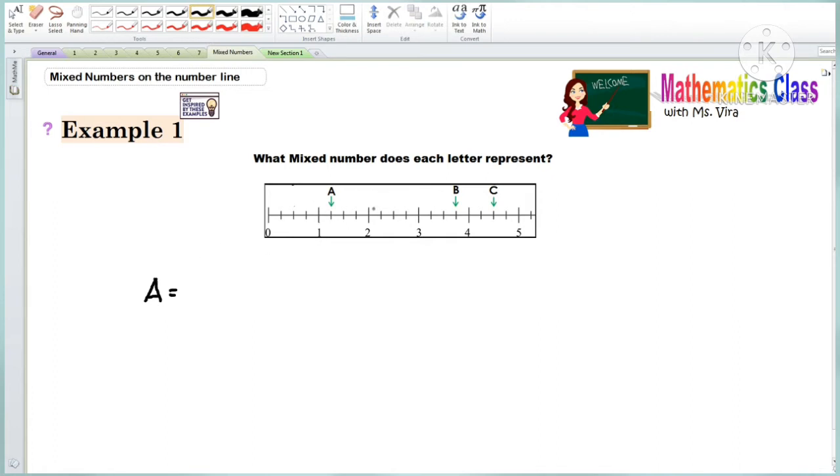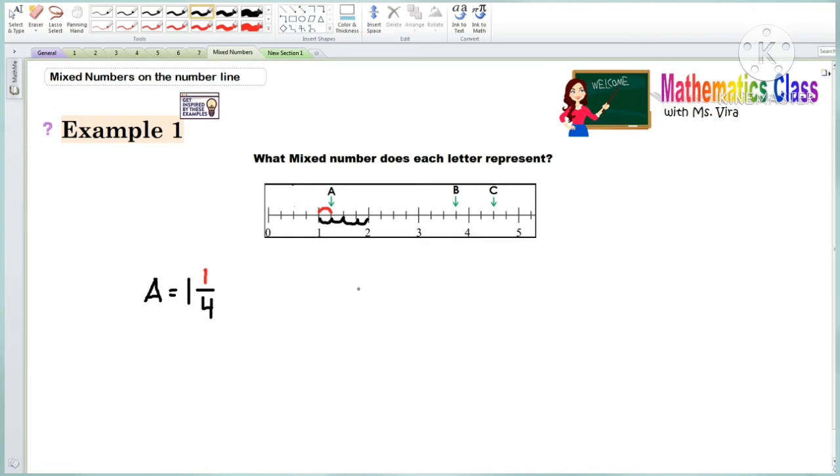So let's see letter A. Letter A is between number 1 and number 2. So the whole number is 1 because it's over 1. And then the numerator is how many steps from number 1 to letter A? 1 step. So numerator is 1. And denominator, how many steps from number 1 to number 2? We count 1, 2, 3, 4. So denominator is 4. Now letter A represents 1 whole and a quarter.